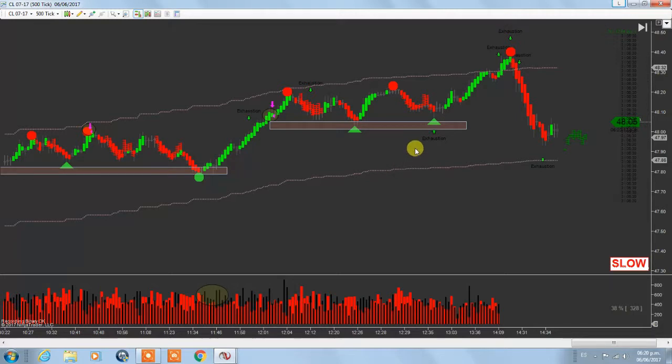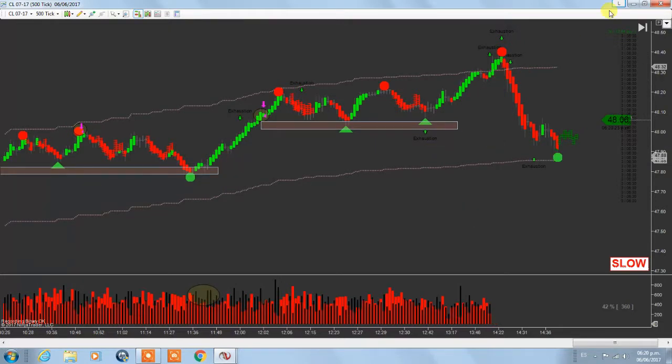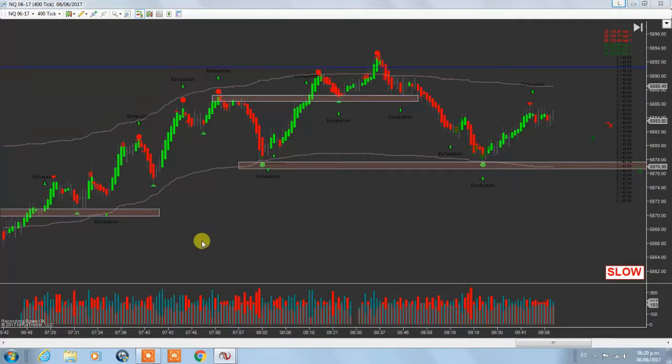That's what the divergence reversal momentum software is all about, to teach you how to trade, and to not take trades against the trend, right, with trend. That's the main thing. Okay, that's the main goal of this software. Okay, enough for crude today. Let's check out the Nasdaq.